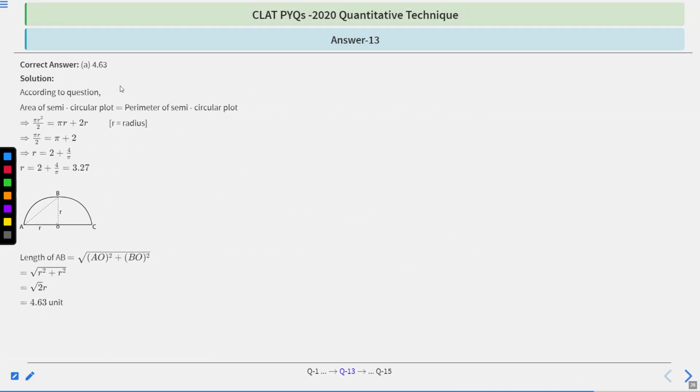Let's see. The correct option is A, 4.63. How? Area is equal to the perimeter of the semicircular plot. This gives you the R value. R is 2 plus 4 by pi. This means R will be approximately 3.27.